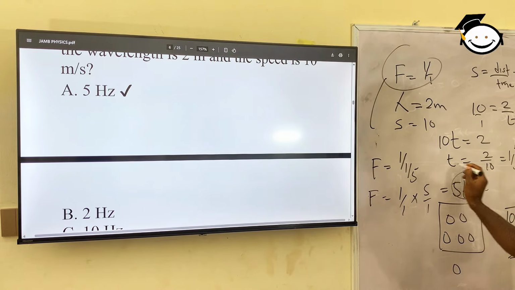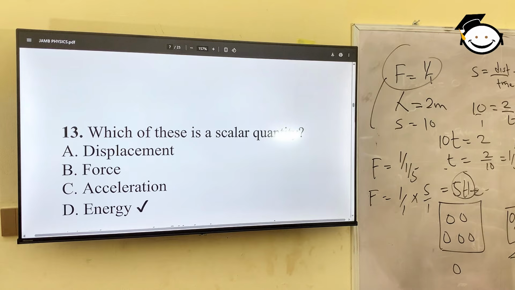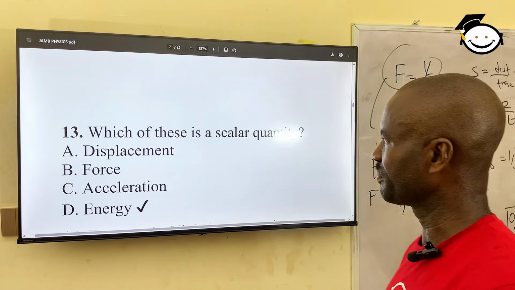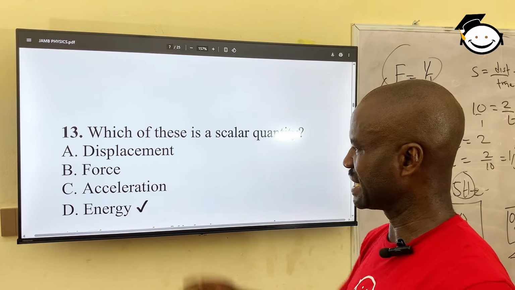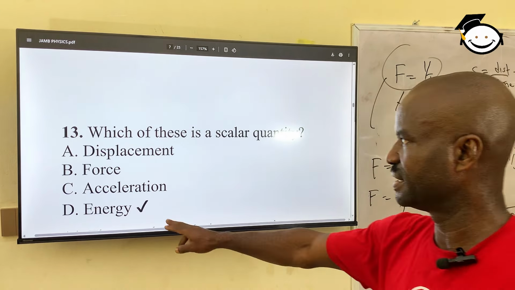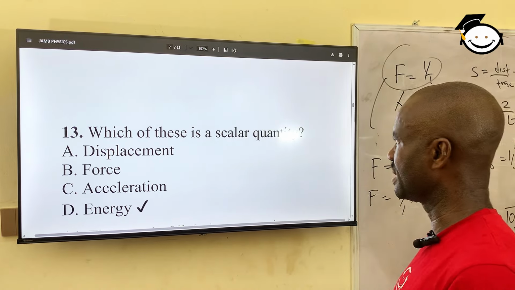Question 13. Which of these is a scalar quantity? Very simple. Displacement, no. Force is not a scalar quantity. Acceleration is not. But energy. The correct answer is D. Energy is a scalar quantity.